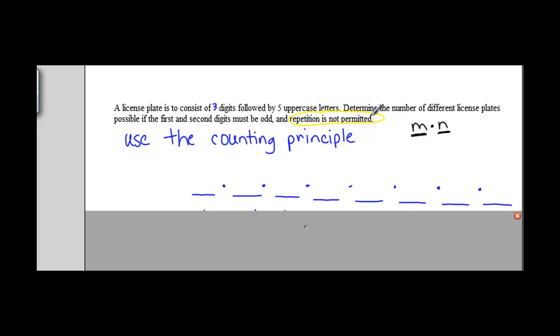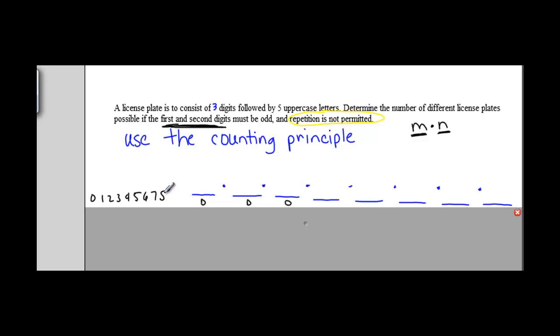So the details in the problem state that the first and the second digits must be odd. Now we have 3 digits. So this would be a digit, this is a digit, this is a digit. It says that the first and second must be odd and repetition is not permitted. So let's just look at the very first digit. If the only stipulation on it is that it's a number and it must be odd, we need to count how many odd numbers that we have. Remember we're looking at 0, 1, 2, 3, 4, 5, 6, 7, 8, and 9. The odd digits would be 1, 3, 5, 7, and 9. So that's 1, 2, 3, 4, 5 different outcomes for the first digit, or 5 possibilities for that first digit.